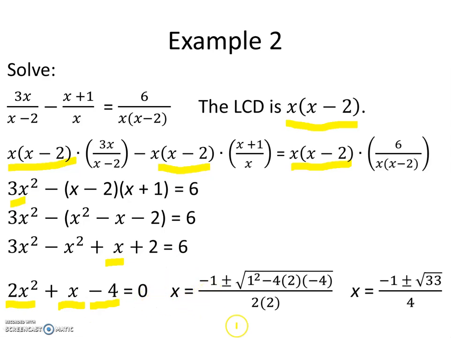Plugging that into our quadratic equation, we have negative 1 plus or minus the square root of 1 squared minus 4 times 2 times a negative 4, all divided by 2 times 2. Continuing to simplify, we find that x is equal to a negative 1 plus or minus the square root of 33 divided by 4.